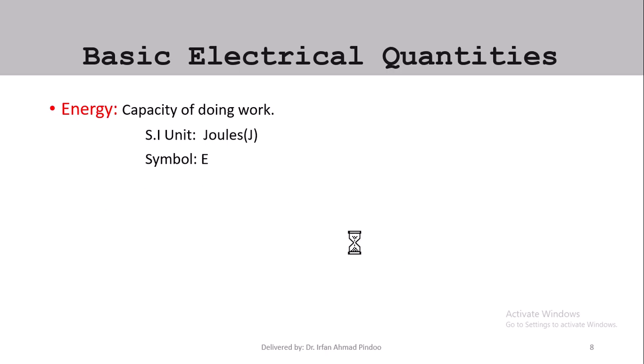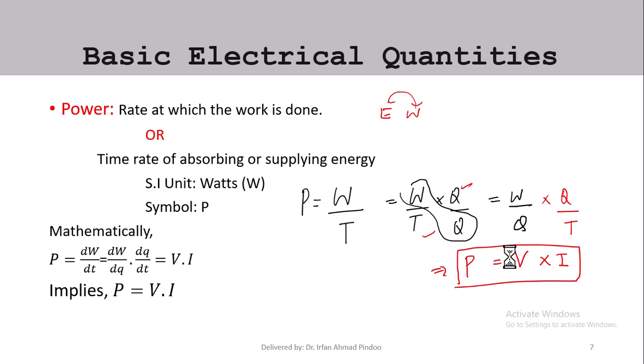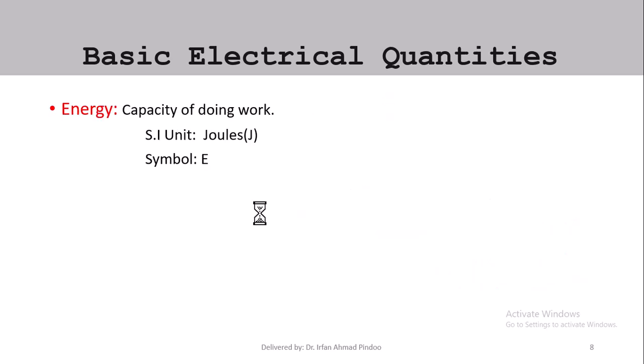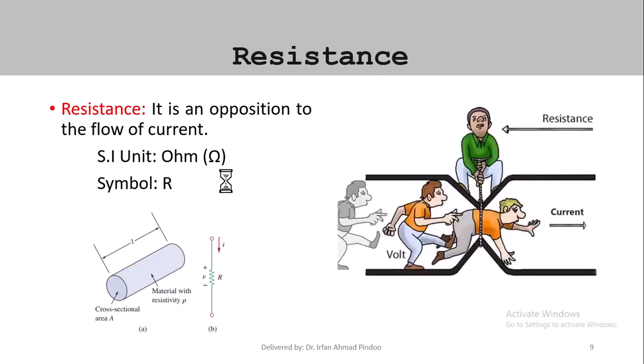Energy we have already covered previously in the formulas as W. It is the capacity of doing work, with SI unit joules and symbol E.